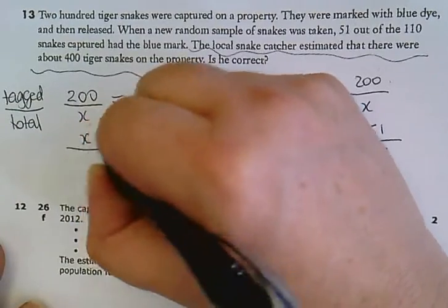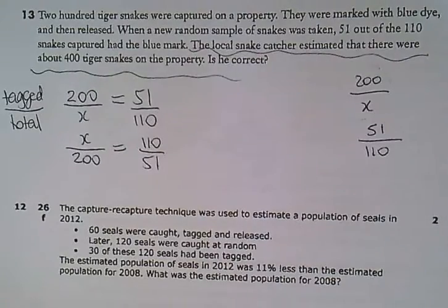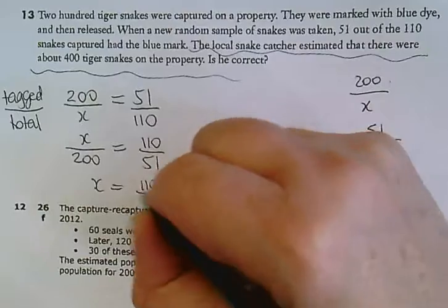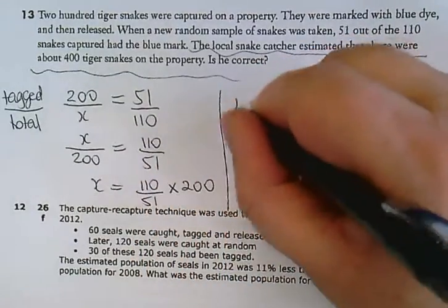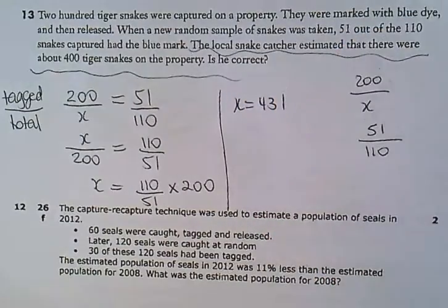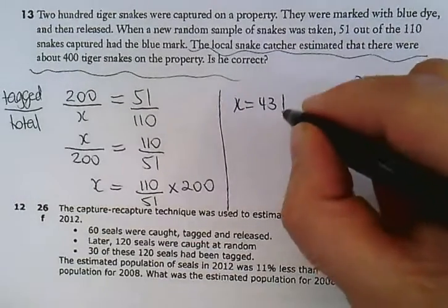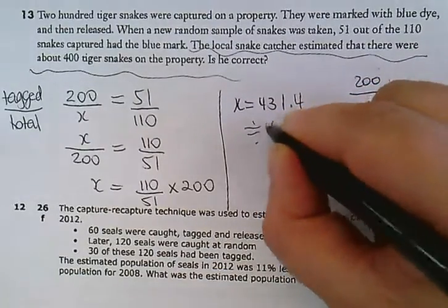What do I do? I flip both sides. I need the X on the numerator. So X over 200 equals 110 over 51. So X is 110 over 51 times 200, which is 431. Yeah, I think it's fairly close. He's off by about 30. That's not a bad estimate. It's approximately 431.